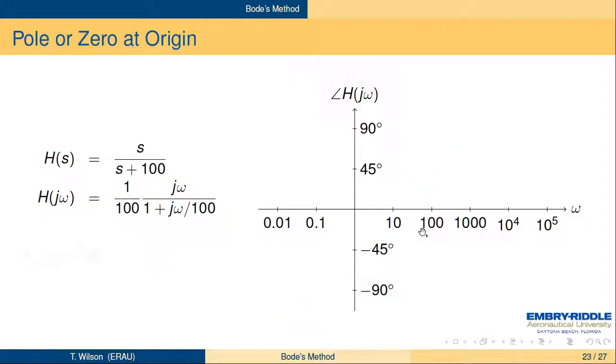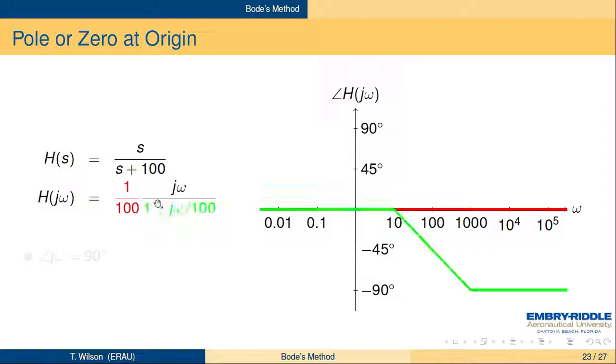Do the same thing for the angle curve. Mark off our horizontal axis, mark off our vertical axis. Angle of 1 over 100 is 0. Angle of 1 plus j omega over 100: straight line 0 degrees up until a decade below the corner frequency at 100. Straight line down to minus 90 degrees, a decade above the corner frequency at 100, which would be 1,000. And then minus 90 degrees above 1,000. And then the angle of j omega is just 90 degrees because it's just the angle of j.